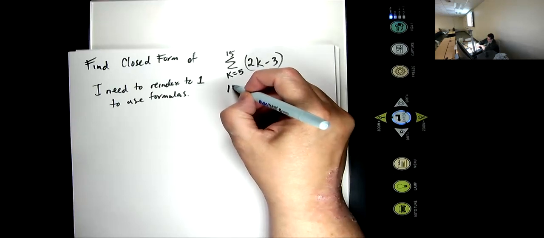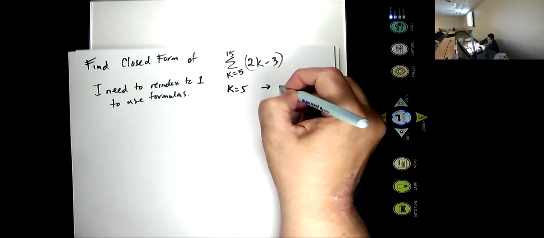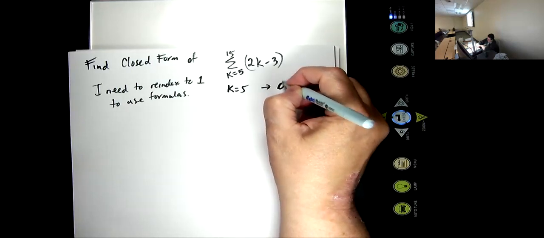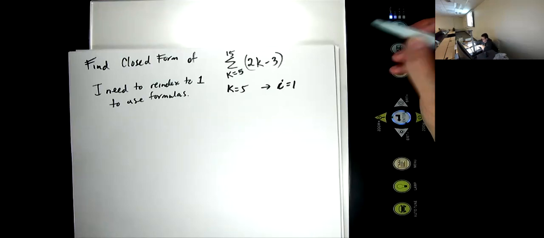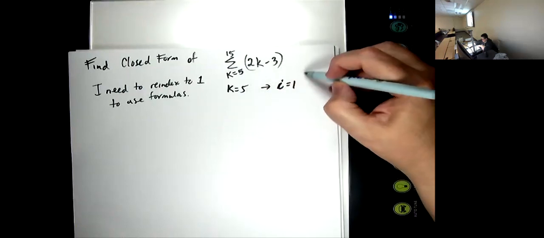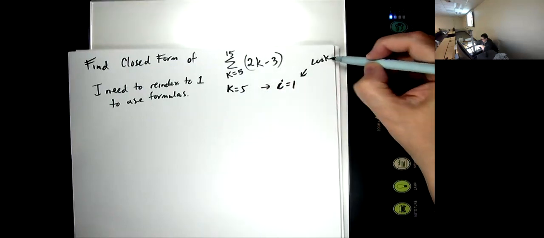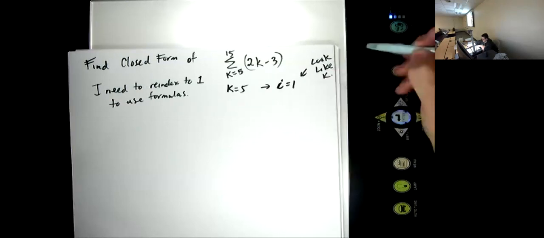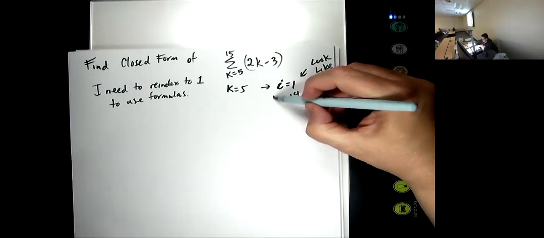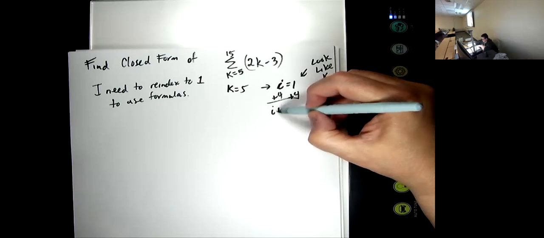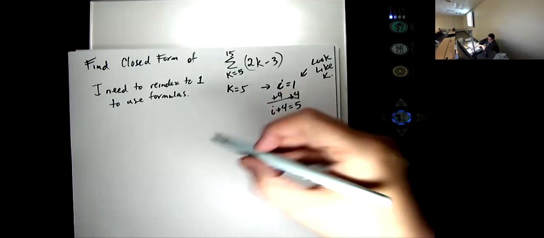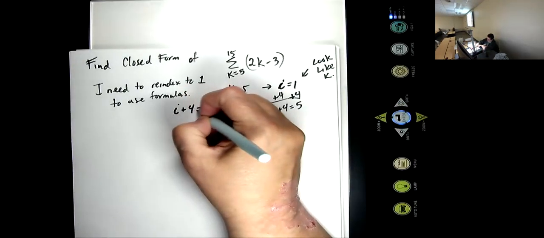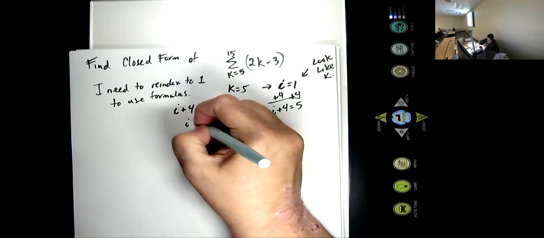So I have k equals 5, and I want to re-index to, let's say, i equals 1. To do that, I want to make this look like k. So to look like k, I have to add 4 to it, and I get i plus 4 equals 5. So that i plus 4 equals k, and then i equals k minus 4.